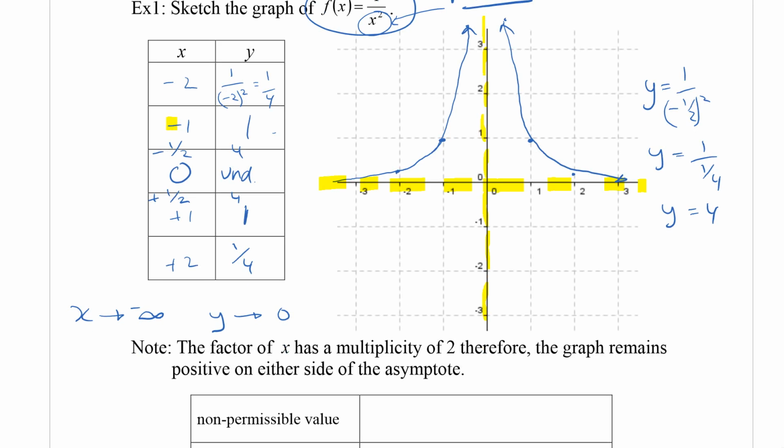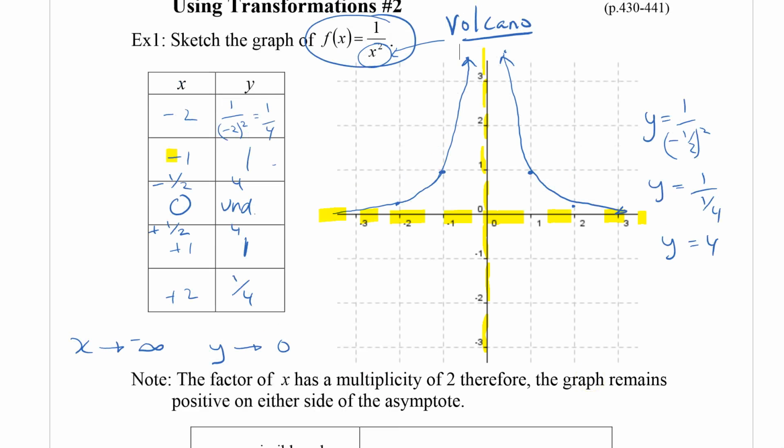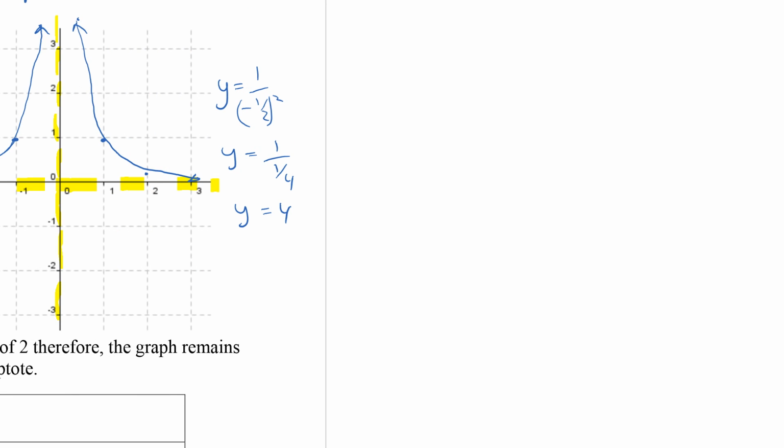This line over here says the factor of x has a multiplicity of 2. So what do we mean by that multiplicity of 2? It's the fact that it's squared. Therefore, the graph remains positive on either side of the asymptote. I just want to use that statement to explain a little bit about this idea of multiplicity of 2. If I would graph y is equal to x squared, so there's an example where we say there's an x with a multiplicity of 2. And you remember how that looks. It looks like this, right?